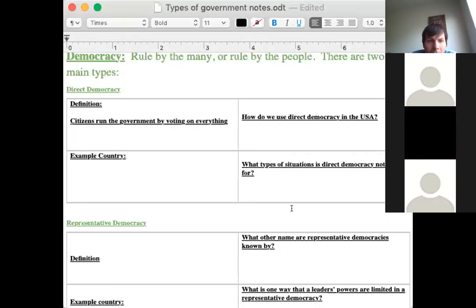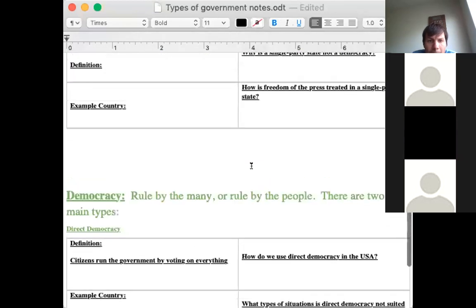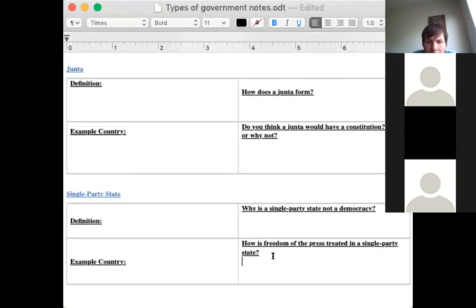Hi. Are you guys doing okay? We're doing okay, but we do need a little bit of help with the fourth one on single party state. All right, we just skipped it and moved on. But let me pull up my notes here. How does freedom of the press treated in a single party state? Okay. That one was kind of difficult to come up with an answer. In a single party state, dissent is not tolerated, meaning other ideas that are contrary to what the ruling party wants are not tolerated whatsoever.